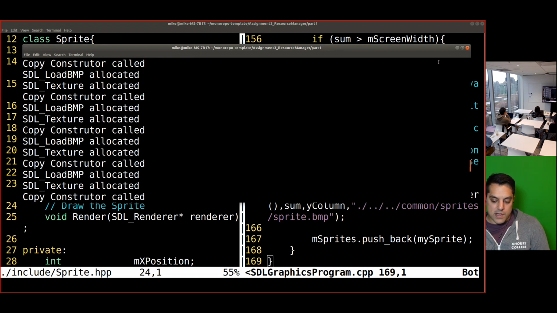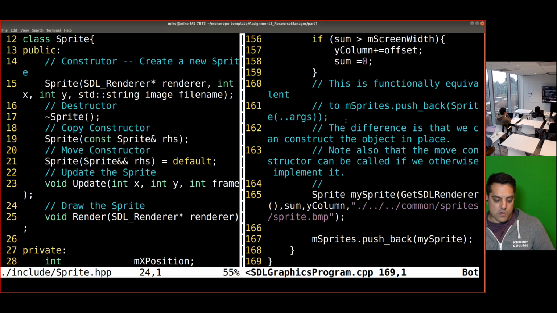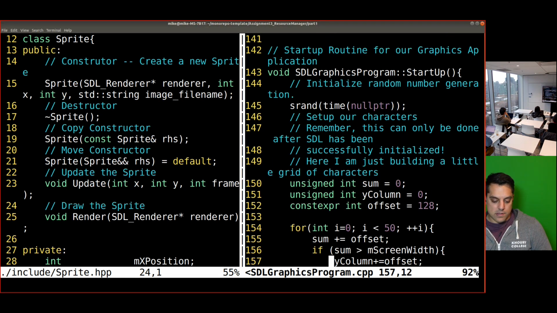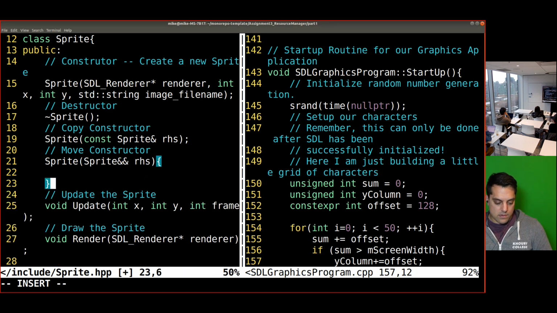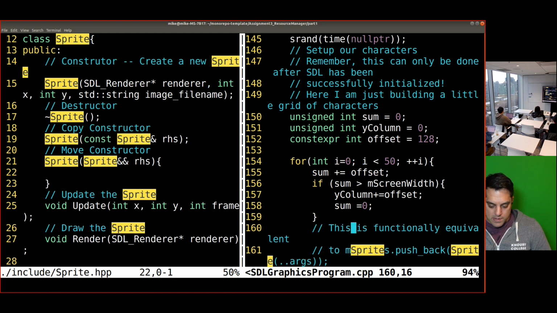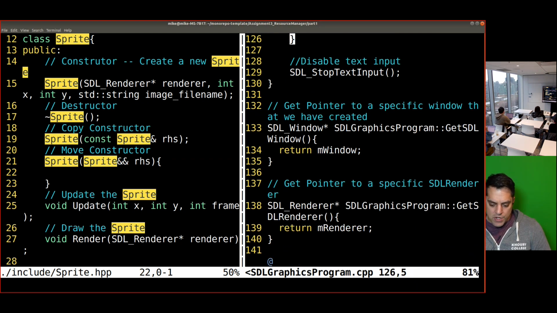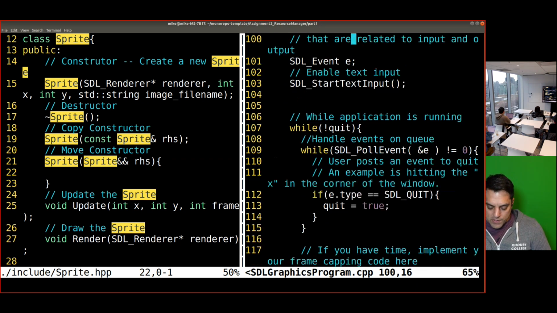Now I wonder if we actually implement the move constructor without the default. Let's just kind of do this lazily. Yeah, I think it's the same as the copy constructor. Yeah, it should be. Let's see here. Because as long as we're not allocating any memory, or I guess with our pointers, let's see here.